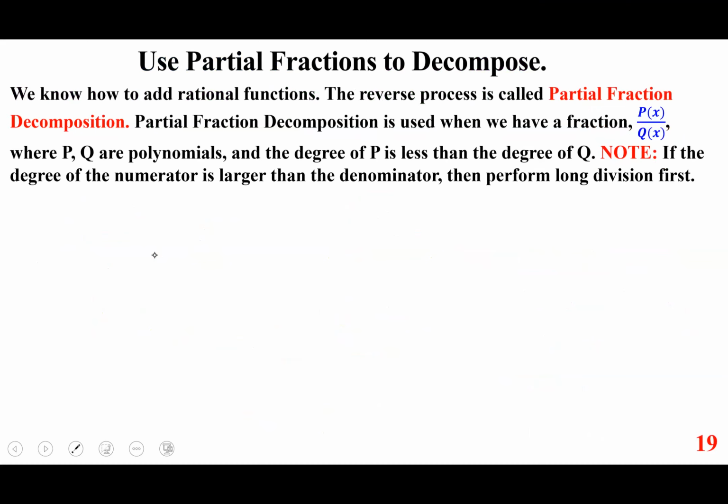Use partial fractions to decompose. So what is partial fraction? We know how to add rational functions. The reverse process is called partial fraction decomposition. Partial fraction decomposition is used when we have a fraction of p of x over q of x, where p and q are polynomials, and the degree of p is less than the degree of q. Note, if the degree of the numerator is larger than the denominator, then perform long division first.